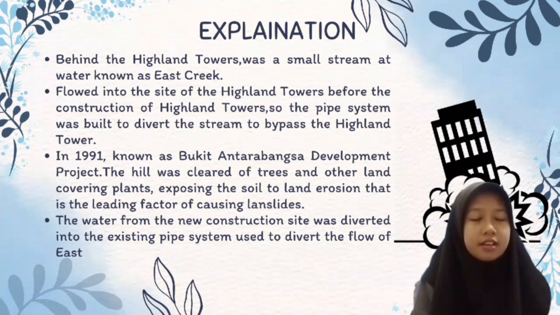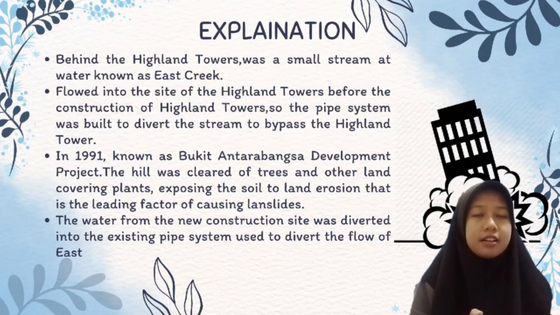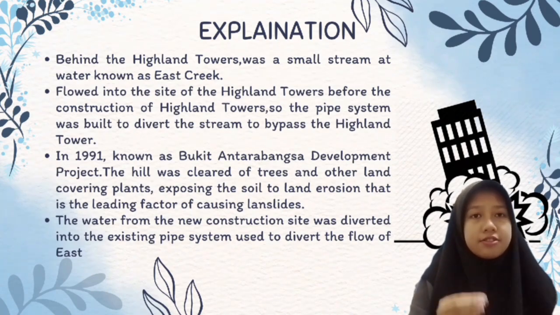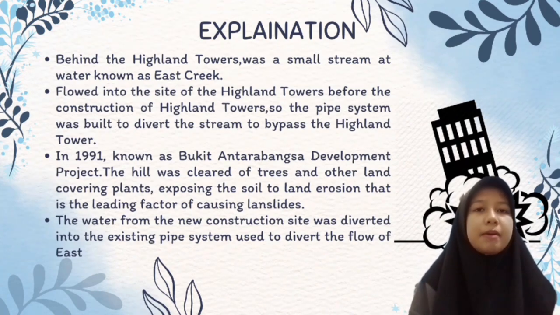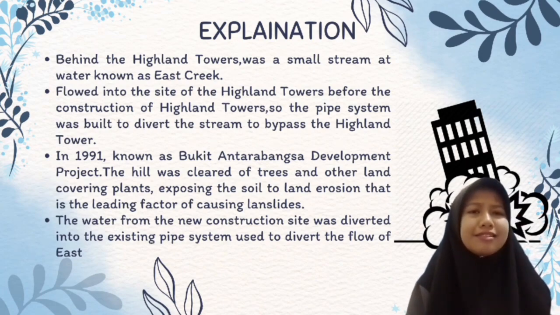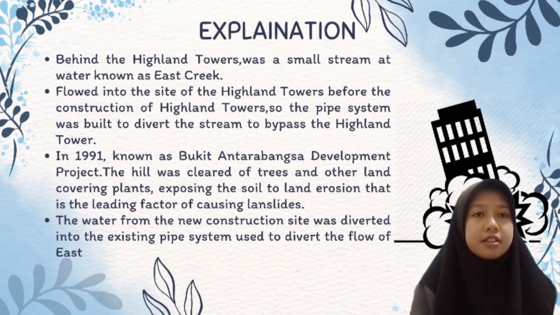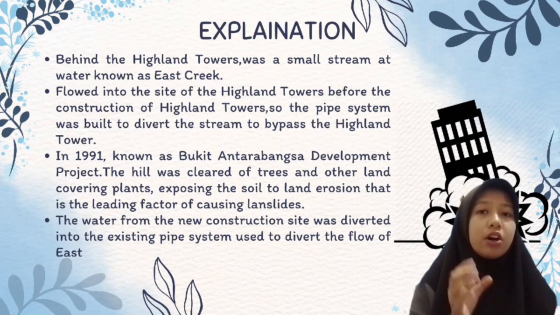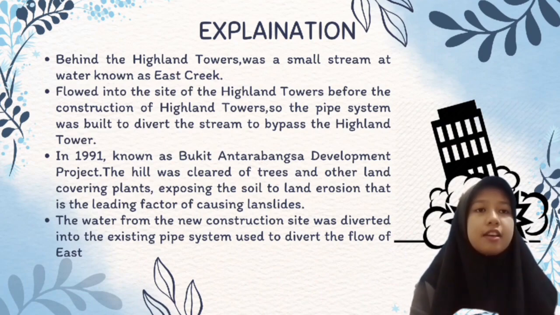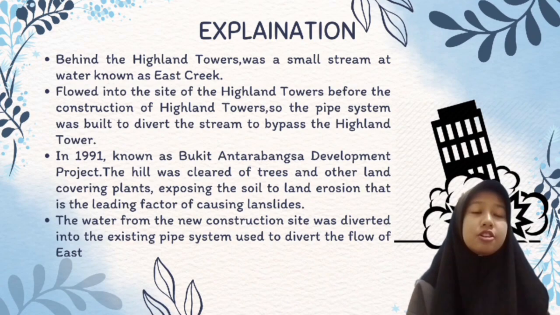To make things worse, the new construction site redirected its water runoff into the pipe system, which was already handling the stream, and this gave extra pressure to the system and caused water to overflow, weakening the hillside. With continuous rain and soil erosion, the land around Highland Tower became too weak to support the buildings. On December 11, 1993, a massive landslide occurred, causing Block 1 of Highland Tower to collapse, resulting in tragic loss of lives. So that's all from me.